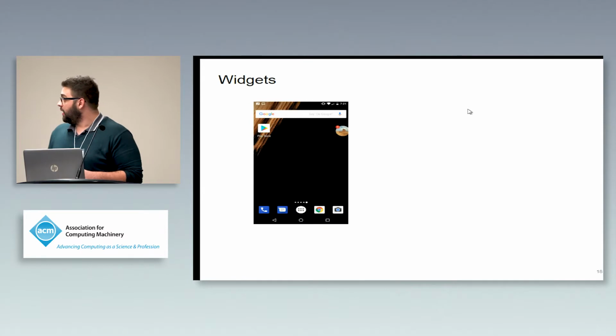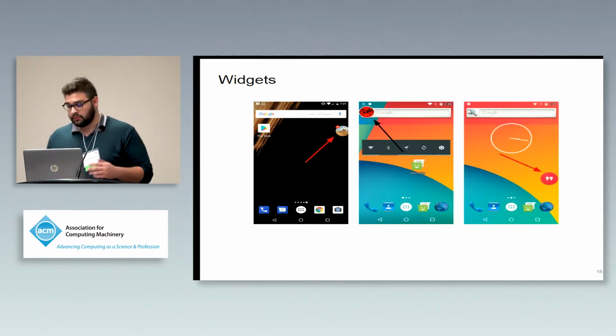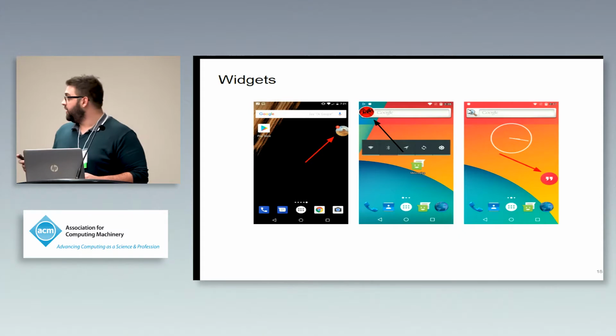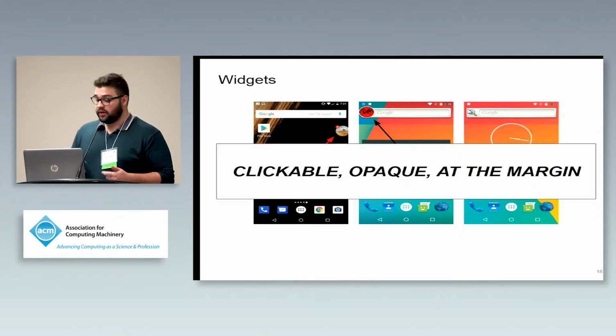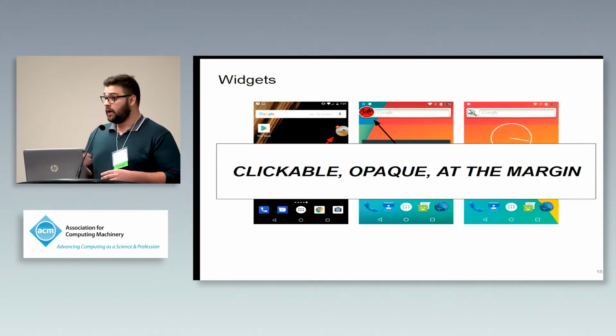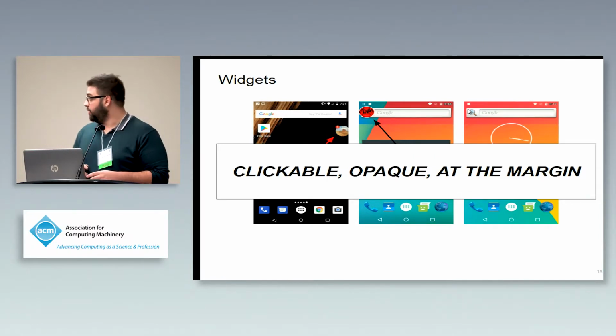The first one is widgets. This kind of application has one goal: to inform the user that something is going on. And as we can see here, they share three main features. The first one, they are all clickable. This means that when we click the overlay, a new application is started. They are all opaque. They are showing some content to the user. And all of them are drawing at the margin.